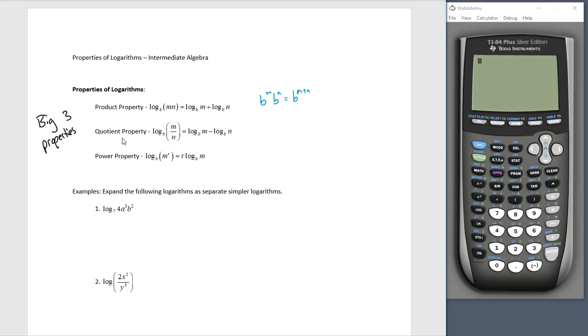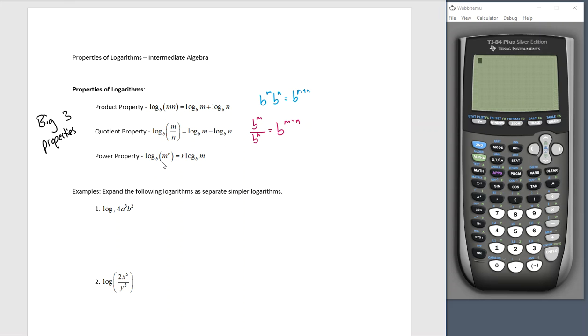Similarly, the quotient property, log base b of m divided by n, is the same as log base b of m minus log base b of n. And why is that? We have rules for exponents that say if we're dividing two things with the same base, if you're dividing two things with the same base, you subtract their exponents. All a logarithm is an exponent.